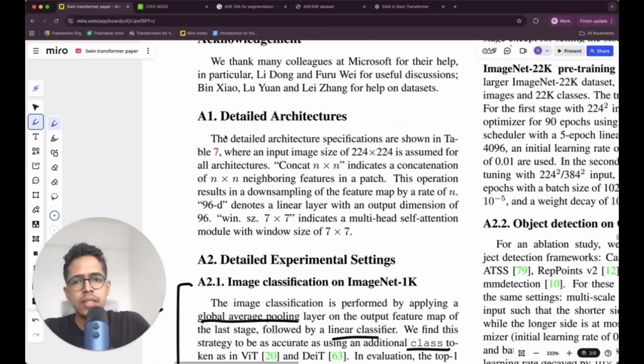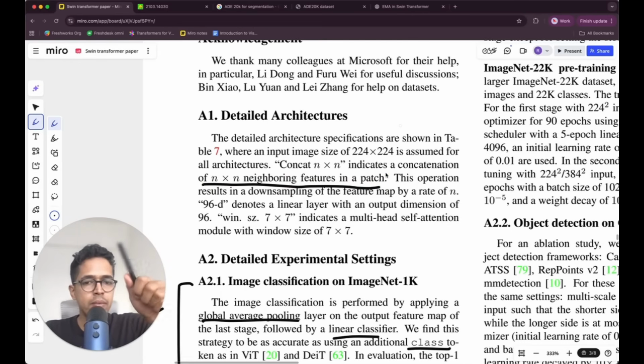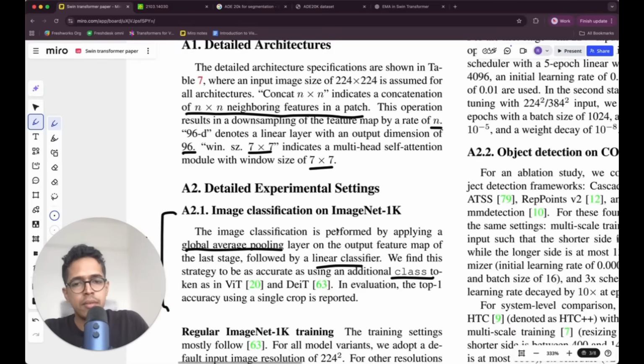And now let's read this part. The detailed architecture specifications are shown in table 7, where the input image is this. Concat n by n indicates concatenation of n by n neighborhood features in a patch. In the main paper, we saw this n by n was 2 by 2. This operation results in downsampling of the feature map by a rate of n. And 96D denotes the linear layer with an output dimension of 96. Win size as 7 by 7 indicates a multi-head self-attention module with window size of 7 by 7. I think we know this.